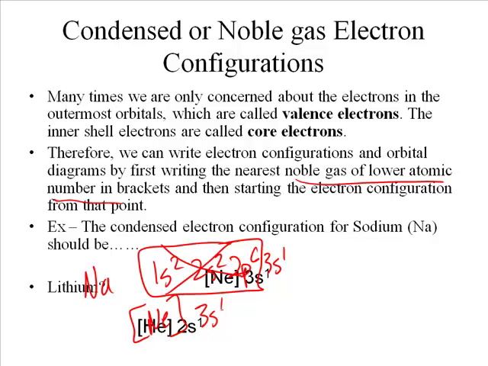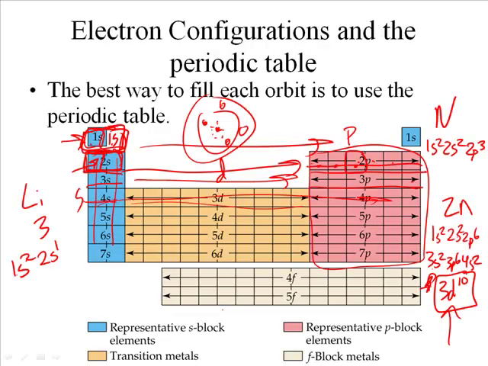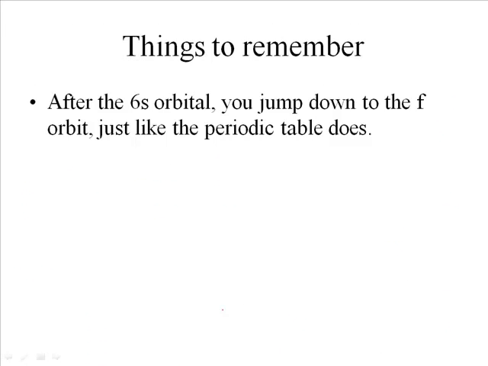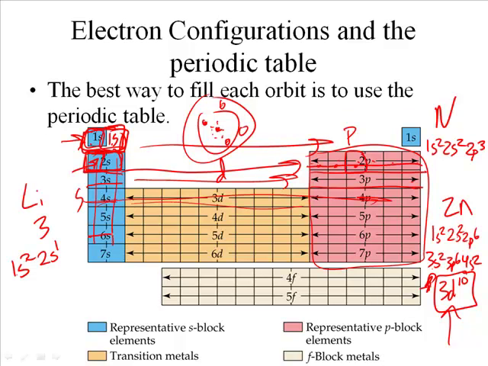Lithium would just be helium 2s1. Okay, so here again, this is how you fill them. A couple of things about that. After the 6s orbital, you jump down to the f orbital. So right here, 6s, and again, if you follow the periodic table by atomic number, that's what happens.